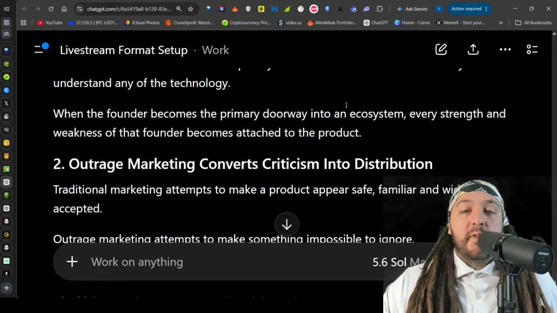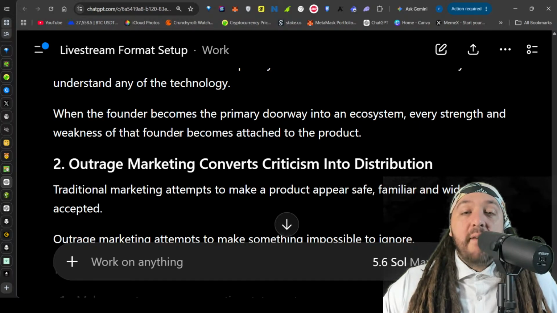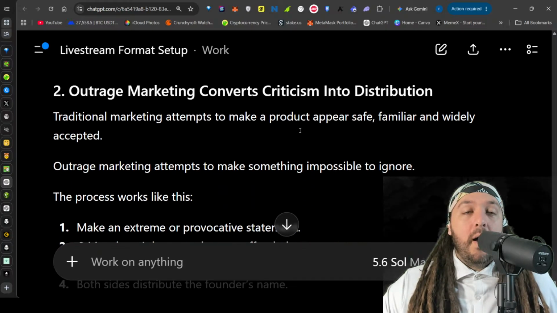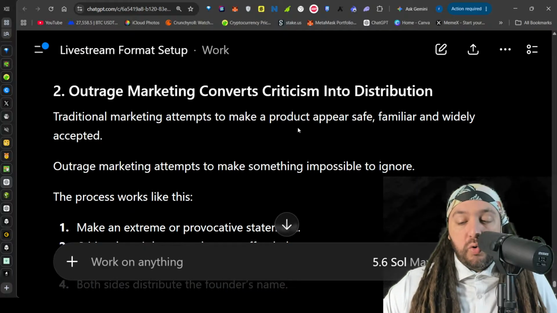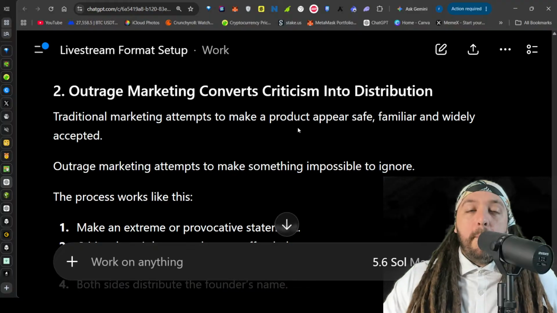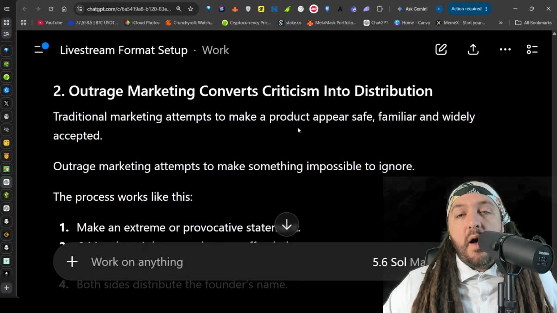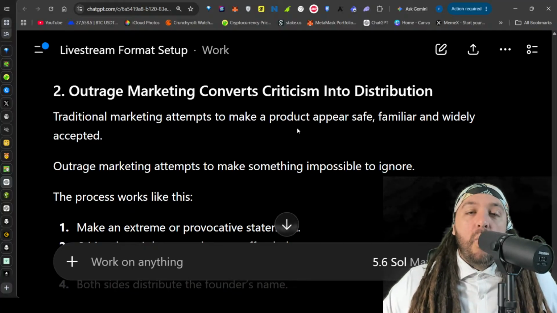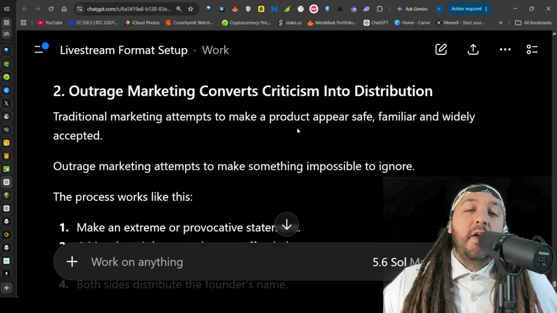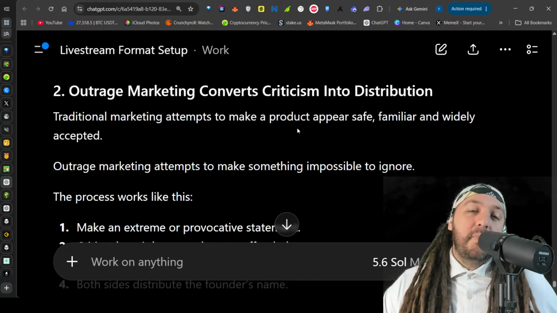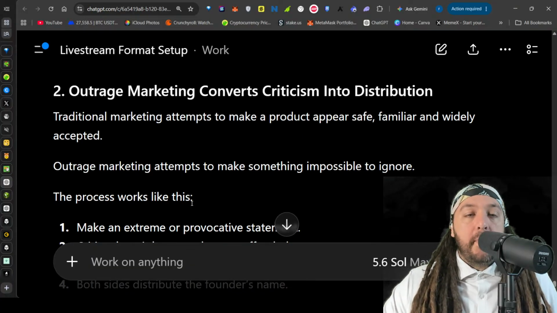When the founder becomes the primary doorway into an ecosystem, though, every strength and weakness of that founder becomes attached to the final product. Outrage marketing converts criticism into distribution. Think about it yourself. What are the pluses and the minuses, the pros and the cons of using an outrage or aggressive marketing strategy? There might be people who think you're a bullshitter that'll still invest in it just because they think that you're good at bullshitting, right? That is also very popular.